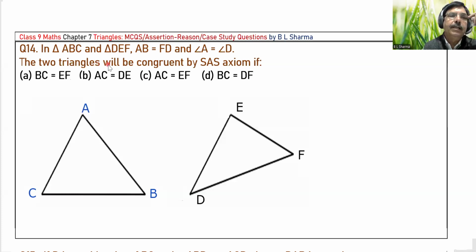It is given in the triangles ABC and DEF. AB is equal to FD, same marker length, and angle A is equal to angle D. We need SAS, means two sides and included angle. That is why we can say that AC should be equal to DF. So this is the correct answer. Sorry, AC should be equal to DE. So B is the correct option.